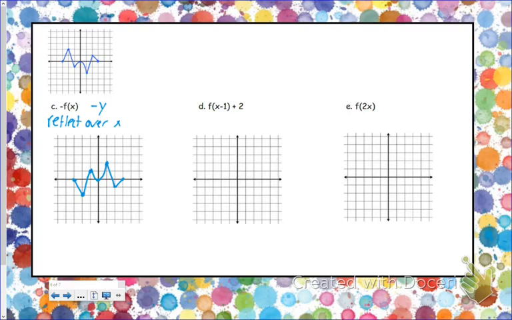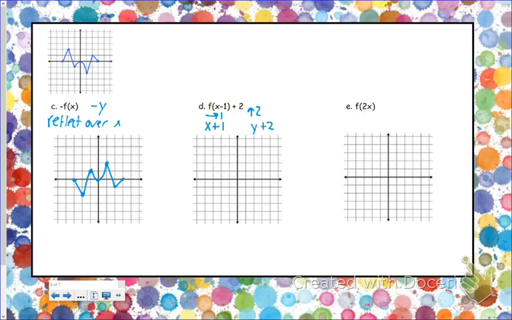So on D, we're going to start looking at multiple transformations. So this has both a horizontal and a vertical change. Horizontal, I'm going to go to the right 1. Vertical, I'm going to go up 2. So what this is going to do to your actual coordinates, I would take the x-coordinate and add 1. I'm going to take the y-coordinate and add 2.